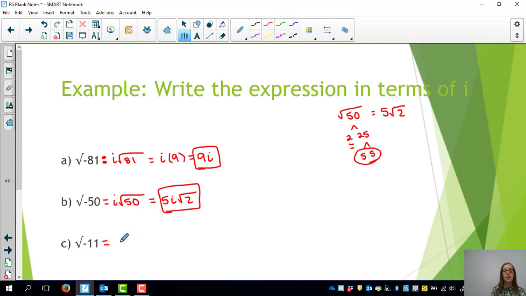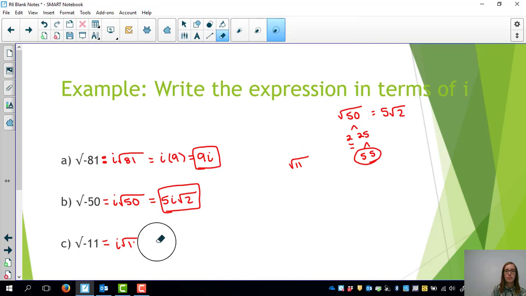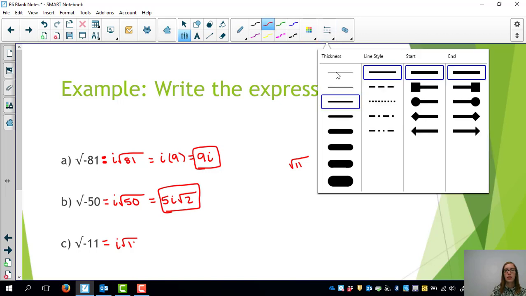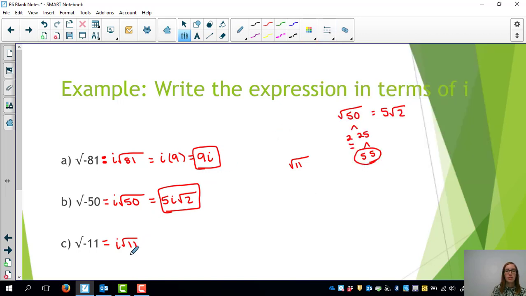Then we have square root of -11. We need to take out an i for the negative, and then we're left with positive 11. And we can see if we can reduce square root of 11, but we can't because 11 is prime. The only factors of 11 are 1 and 11. So then this is it. Square root of -11 is equal to i times square root of 11.